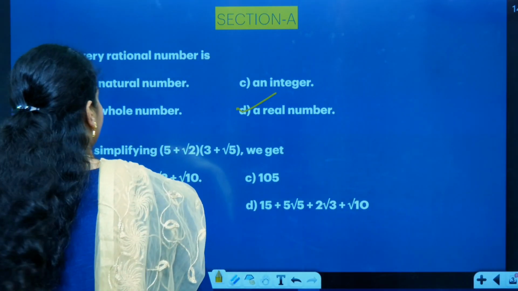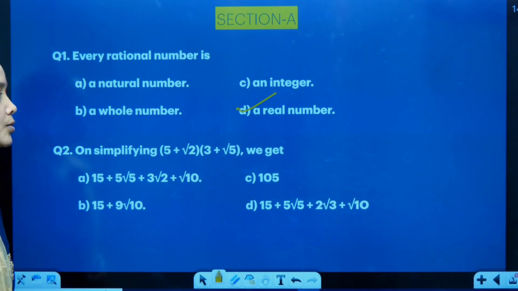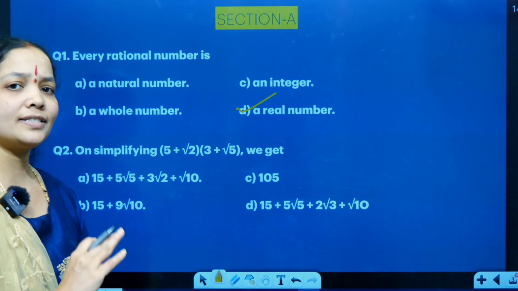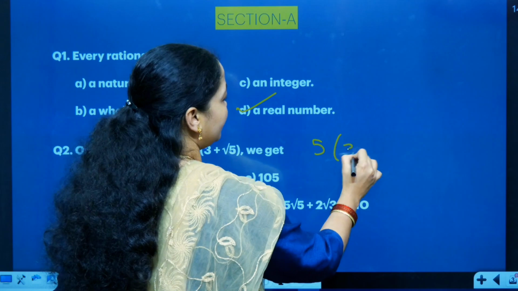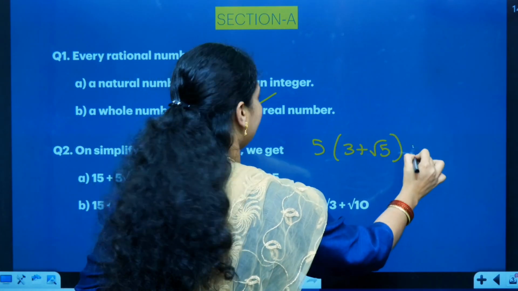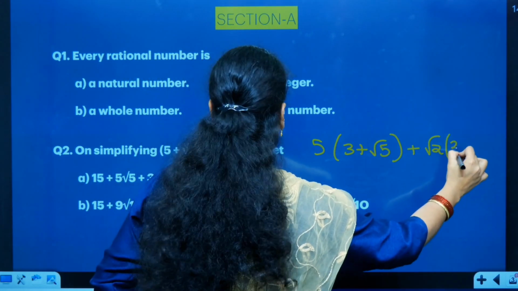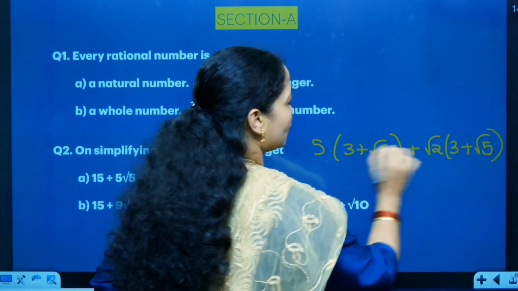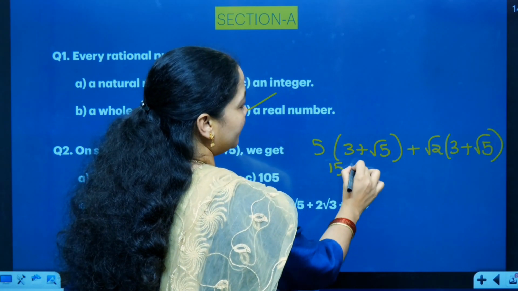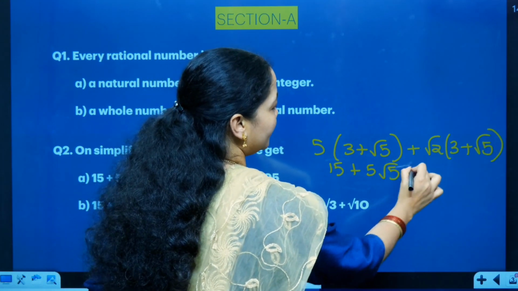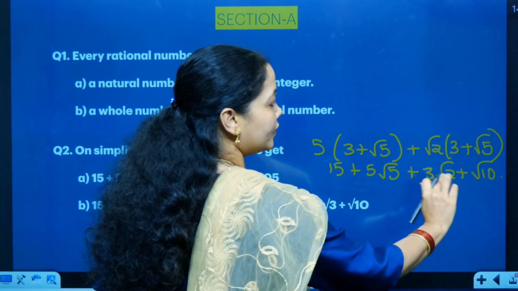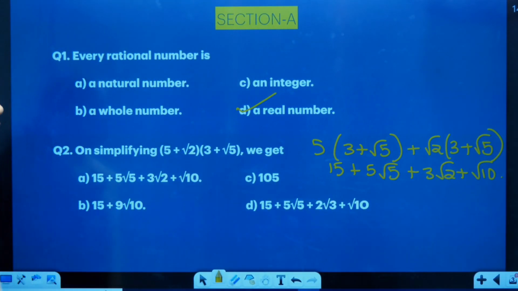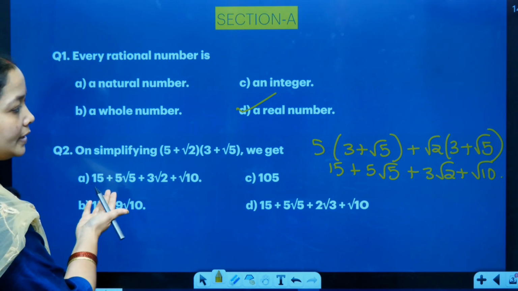In the second question, they are asking us to simplify 5 plus root 2 into 3 plus root 5. It is just using distributive property. First I will multiply 5 with 3 plus root 5, and then I'll multiply root 2 into 3 plus root 5. Just open up the bracket. 5 3s are 15 plus 5 root 5 plus 3 root 2 plus root 10, and we cannot further simplify any of the given terms there. So we'll match up with the options.